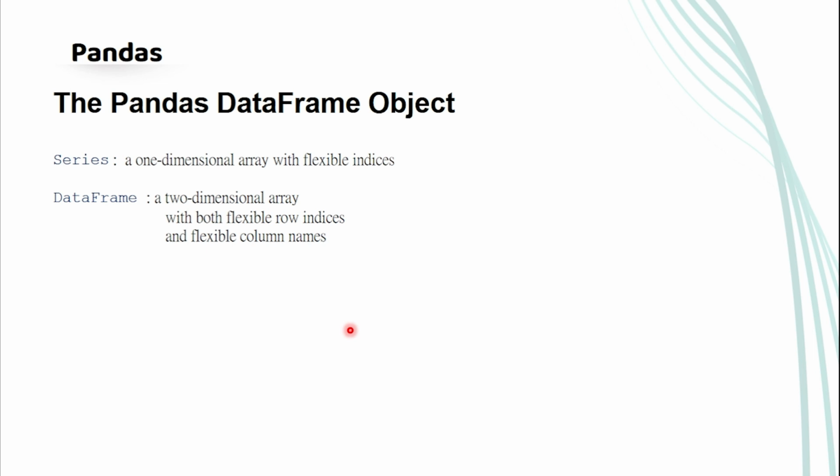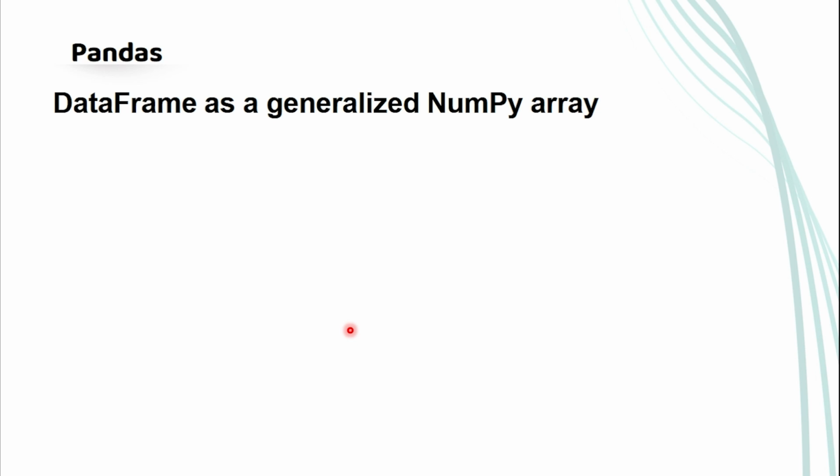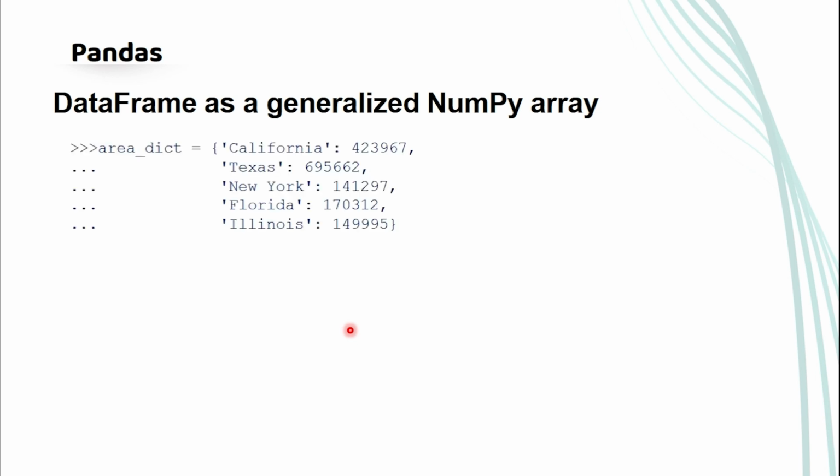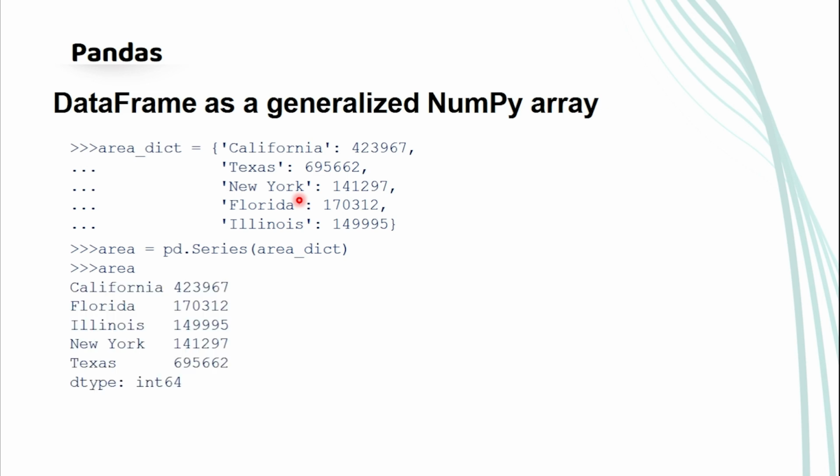Next is the pandas DataFrame object, which is a two-dimensional array. The one-dimensional array we discussed previously is the series. The two-dimensional array in pandas is the DataFrame. So a DataFrame is a two-dimensional array with both flexible row index and flexible column names. A DataFrame is a generalized NumPy array. We can construct the DataFrame from a dictionary. Here, if we have a dictionary like this one, we can create a series from the dictionary. And here we can type the content of area from the dictionary as this one.